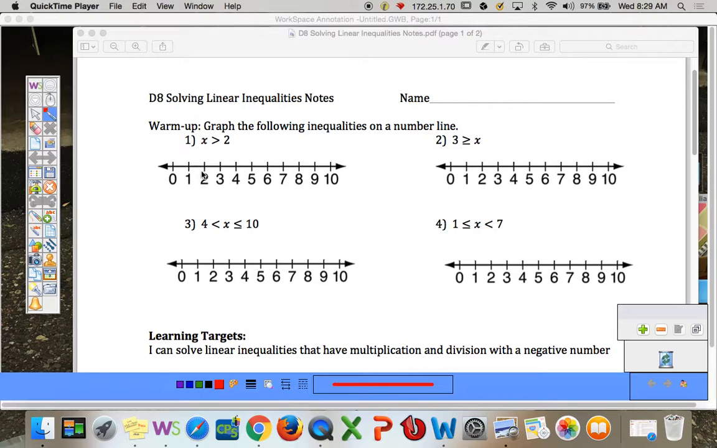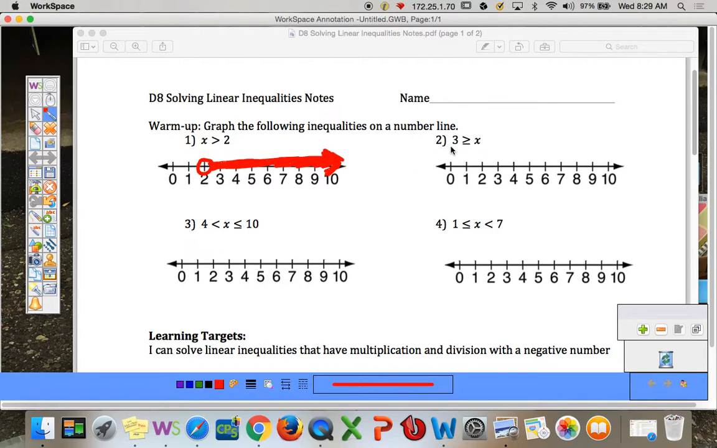So for number 1, x is greater than 2. So we're going to find 2, and if it's greater than 2, we're going to use an open dot to show that 2 is not part of it. It can't be equal to 2. So open dot, and then we're going to color in the side of the line that shows that x is greater than 2. So all these numbers to the right-hand side of 2 are greater than 2.